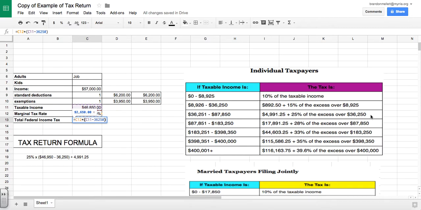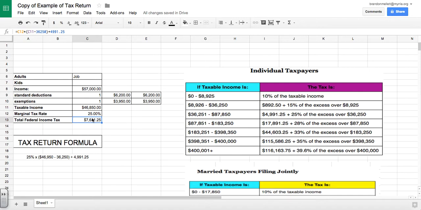Then from there, we would add $4,991.25, and we're getting that amount from this bracket here. So Job would end up owing $7,641.25 if he decided to use the standard deduction.